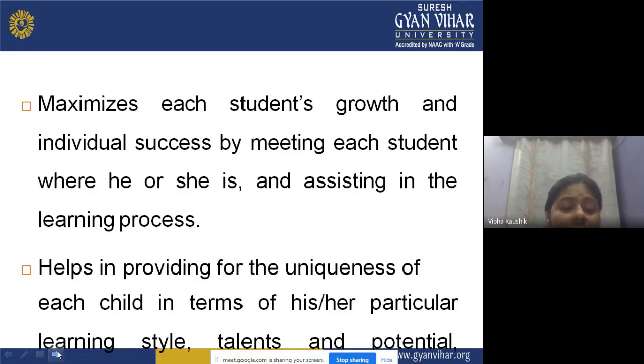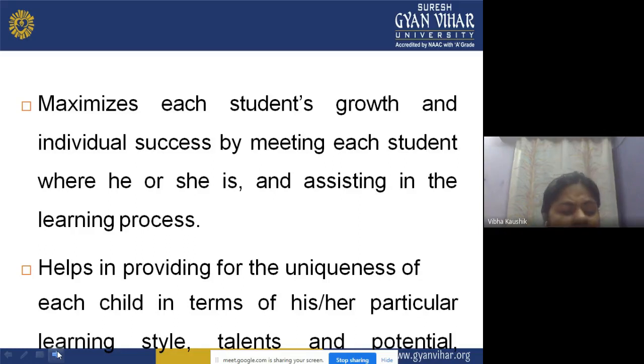Some students say, ma'am, please write on the board, and speak the words that you are writing on the board. So their learning style is that they benefit from the teaching-learning process when the teacher is writing on the board and at the same time speaking the content also. Talents, what are their particular talents, their potential, their abilities, what they can do. So the teacher should help in providing for the uniqueness of each child.